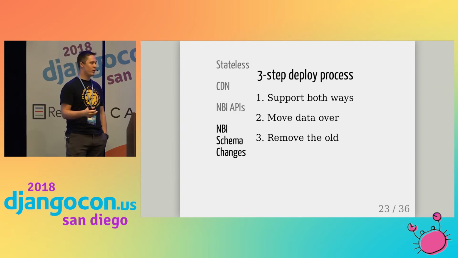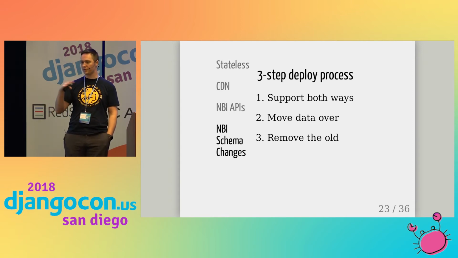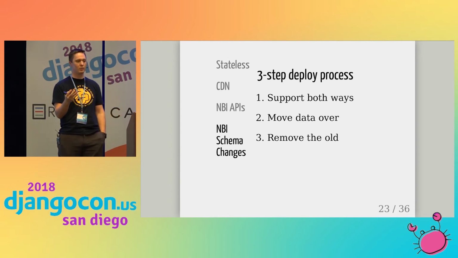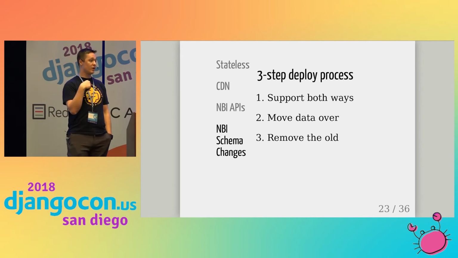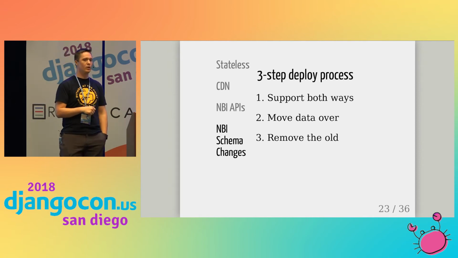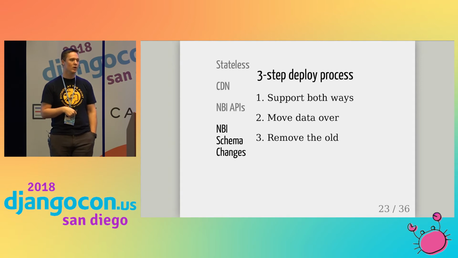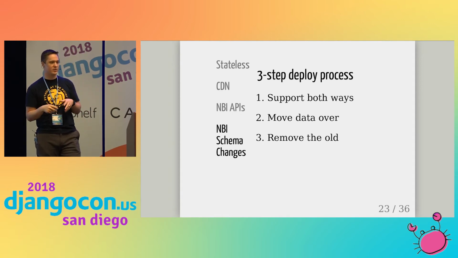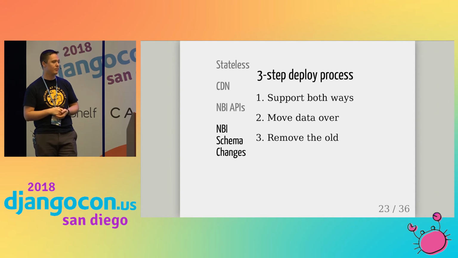So the 3-step deploy process is actually really simple. You basically change your code to handle it both ways. So let's say you had a column genre and you wanted to change it to 100 characters. You would take your code and you would adjust it to handle both ways. You would actually make a whole new column, like genre 2 or something. And you would write the code to say, hey, if genre 2 exists, use that field. Otherwise, keep using genre. Now your code can handle both ways, right?